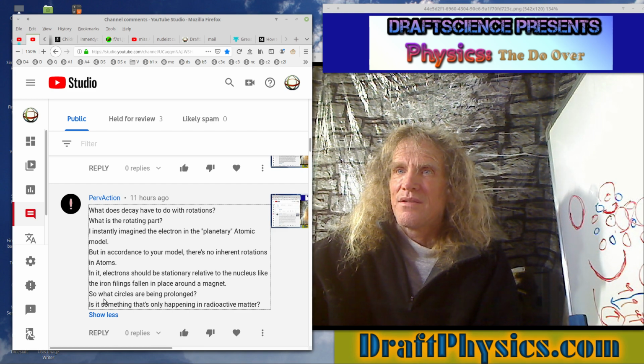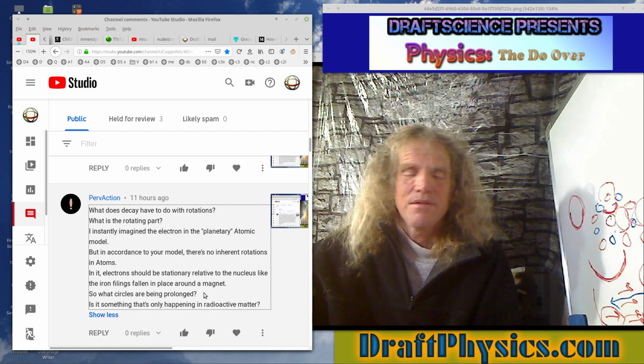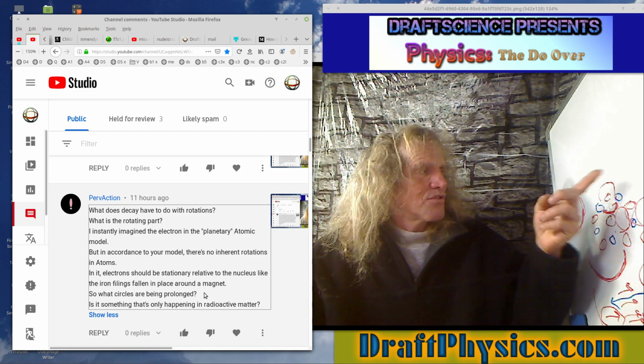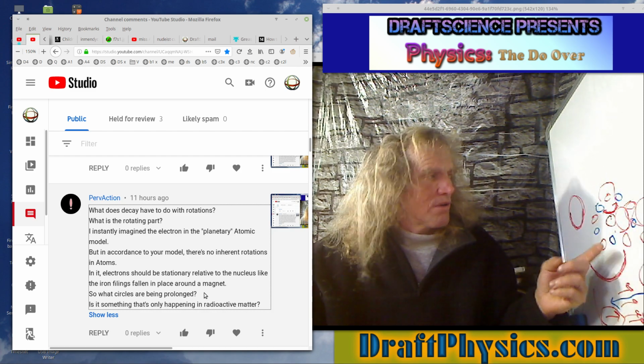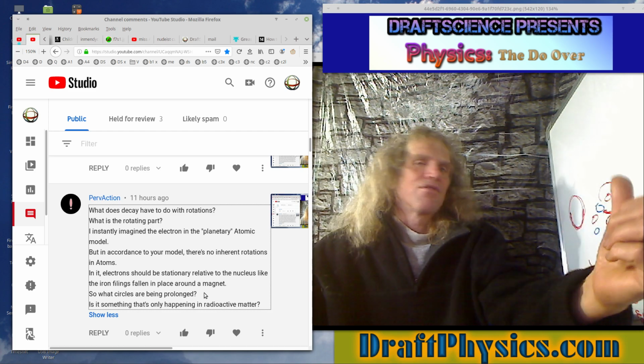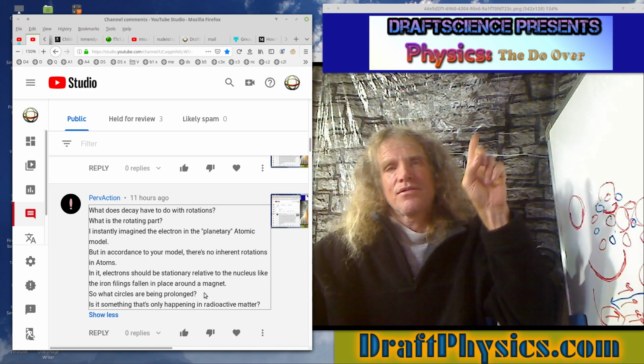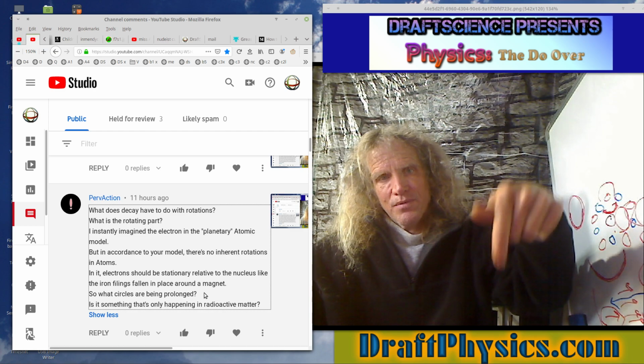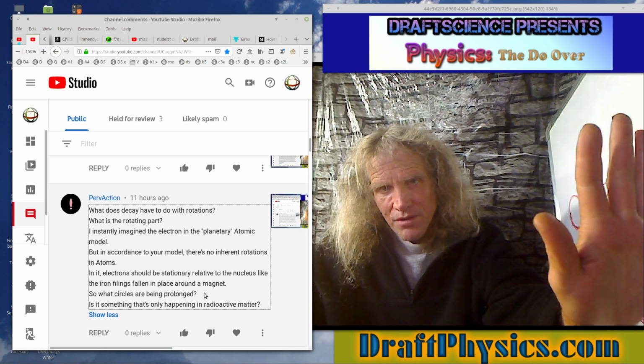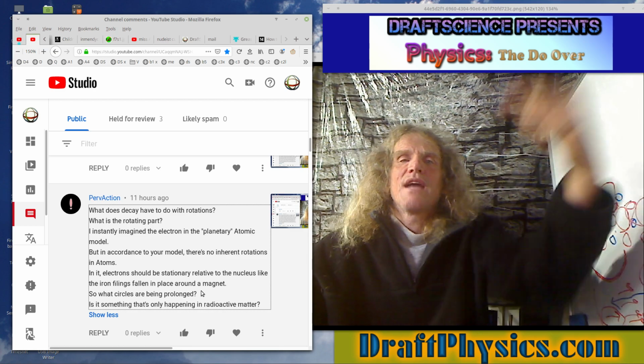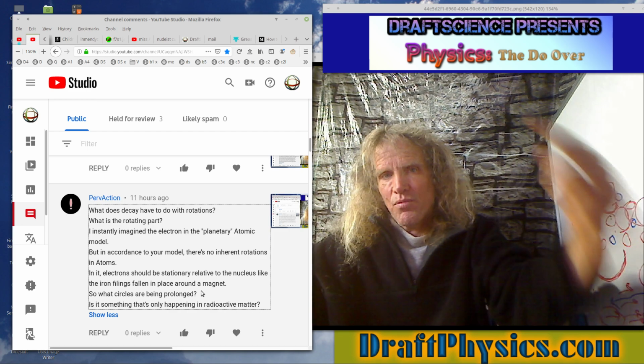So what circles are being prolonged? The distance the force has to travel is being prolonged. It has to, if it's going this way and then this way and then this way and then this way. And again, if I move those objects, it's going to have to travel more distance to make one rotation.